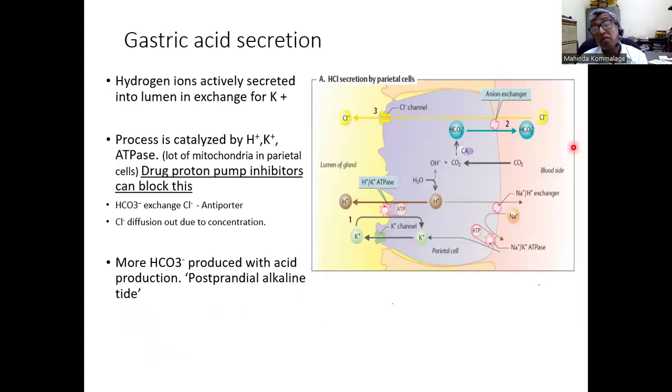A small bicarbonate wave comes if we produce acid with the meal, right?